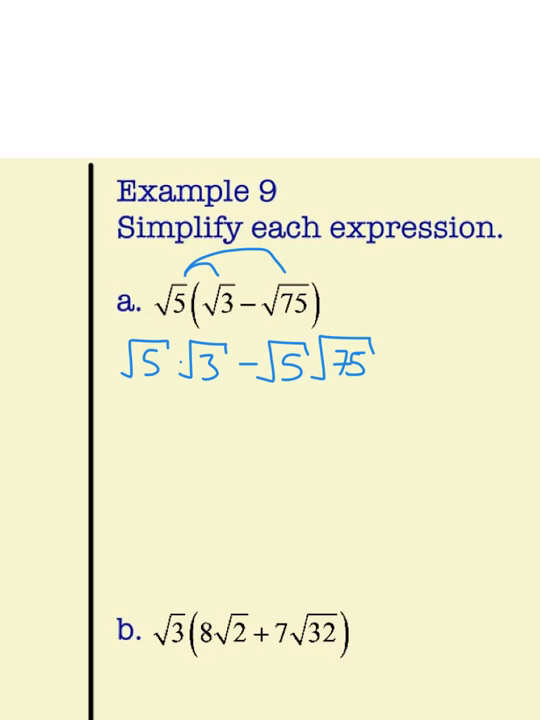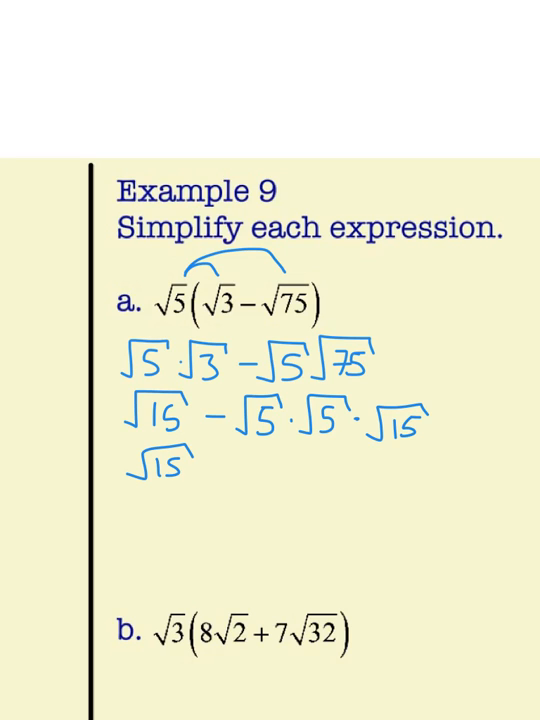All right, so first I'm going to combine the square root of 5 times the square root of 3 to become the square root of 15. And now I know 5 goes into 75, so I'm actually going to split the square root of 75 into the square root of 5 times the square root of 15, just so that I can combine those square roots of 5. So now I have the square root of 15 minus 5 times the square root of 15.